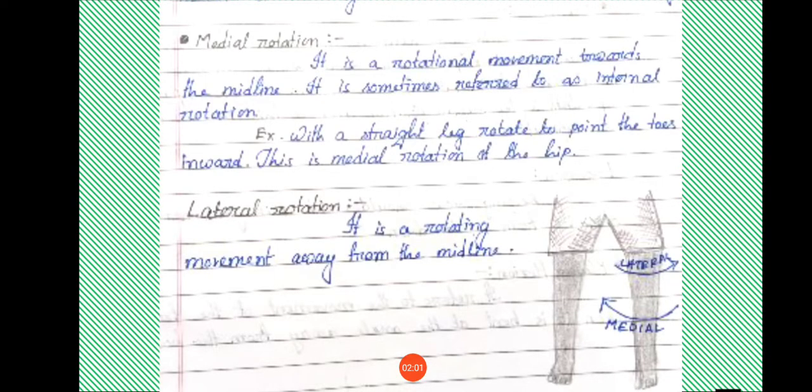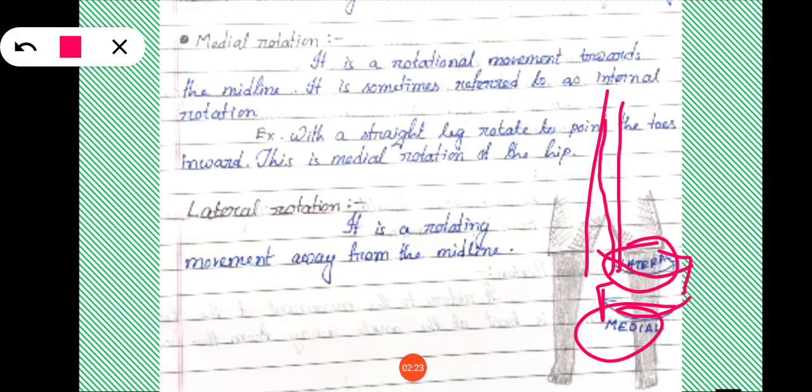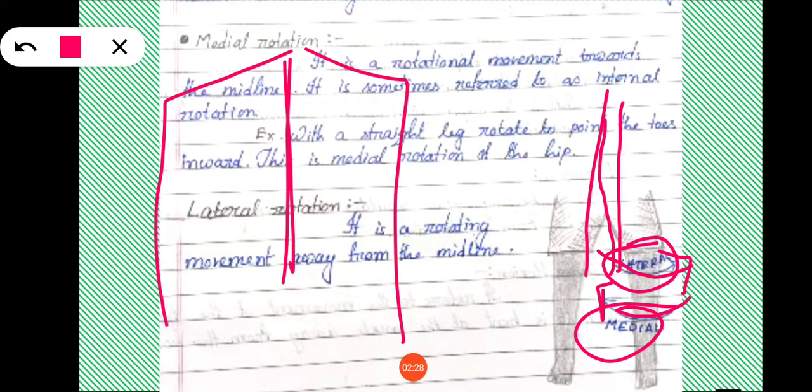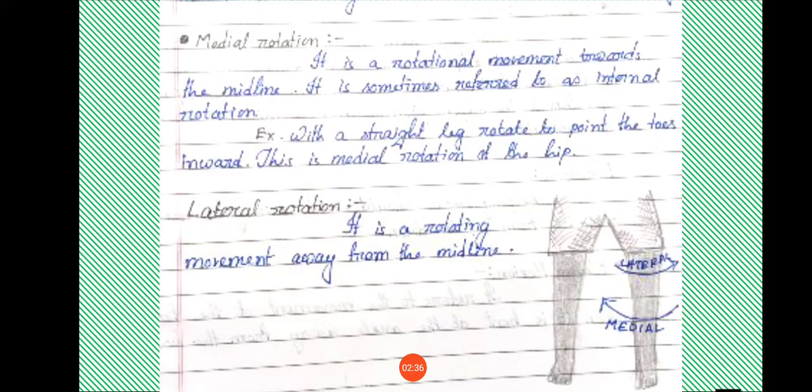Next topic, medial rotation and lateral rotation. What is medial? This is the midline, and if rotation occurs towards the midline, that's called medial, and away from the midline, that's called lateral. If this is the midline and any movement occurs towards the midline, that is called medial, and away from the midline, that is called lateral.